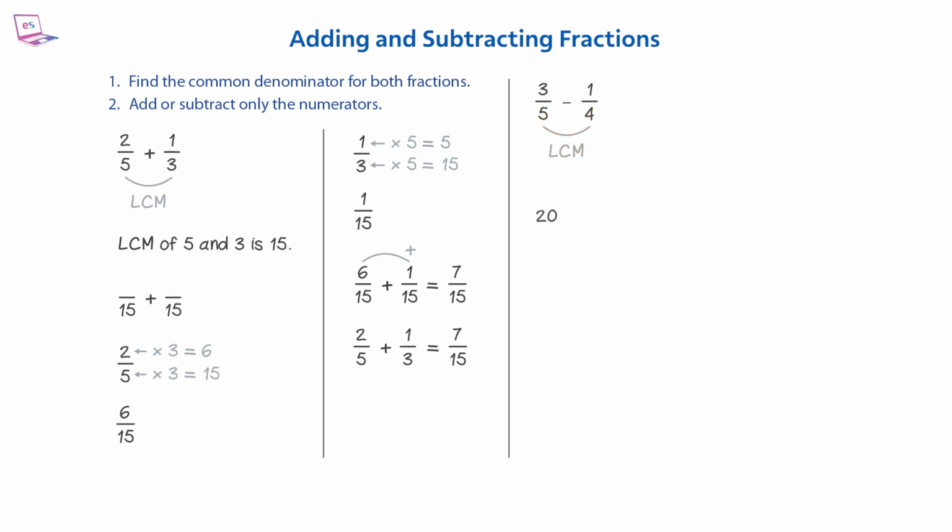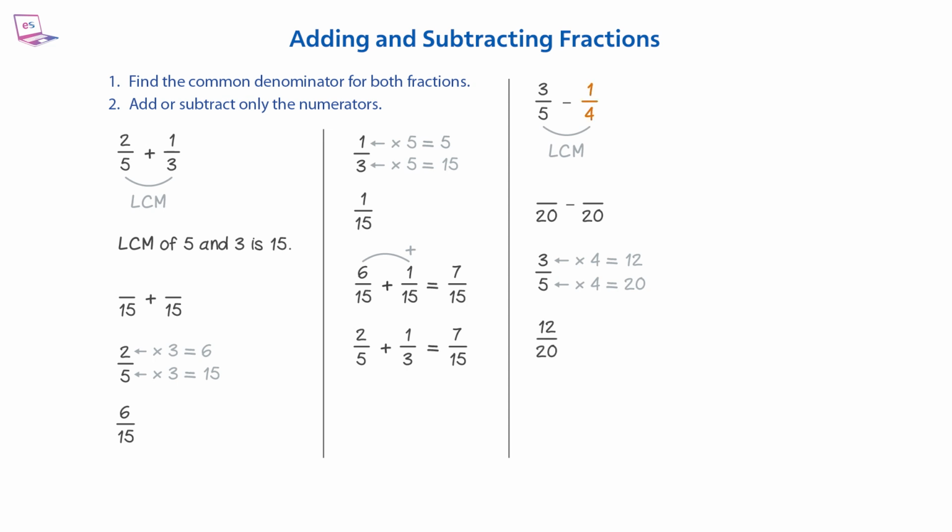Now, let's substitute 20 in the denominator of both the fractions. Since the denominator is changed in both the fractions, we must change the numerator accordingly. Let's take the first fraction 3/5. To get the denominator from 5 to 20, we have to multiply by 4. 5 times 4 equals 20. So, we have to multiply the numerator also by 4. 3 times 4 equals 12 and the fraction becomes 12/20.